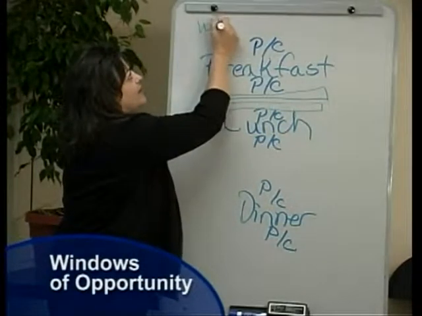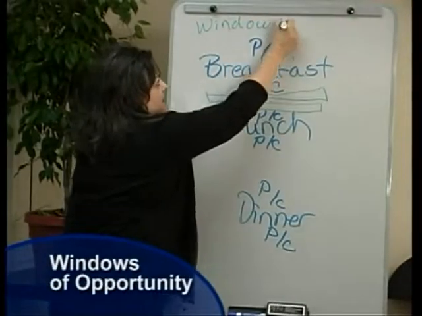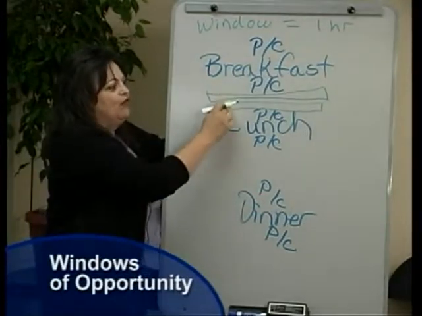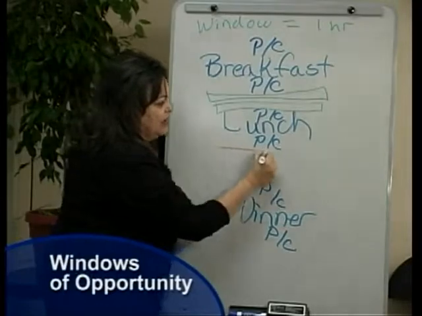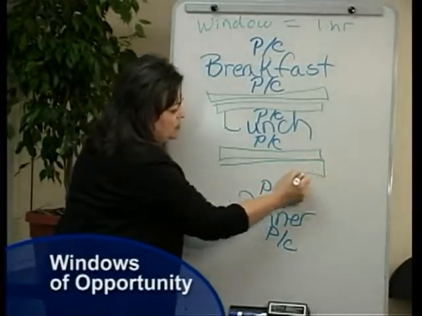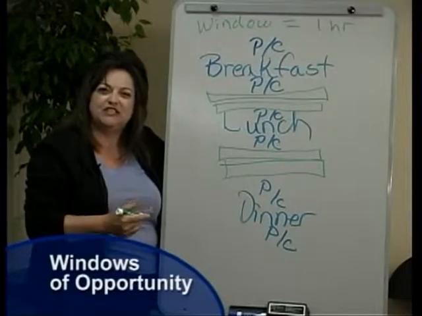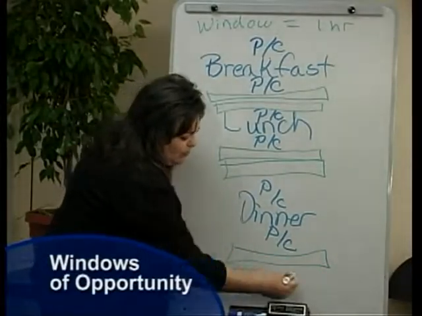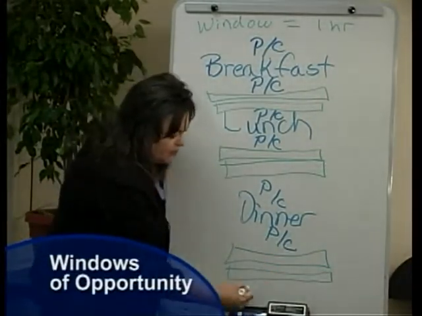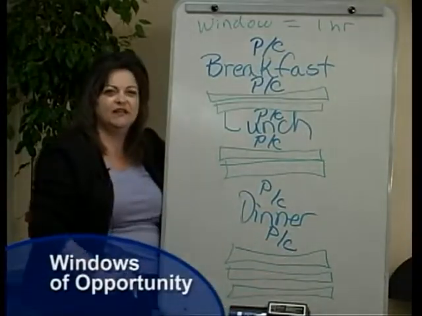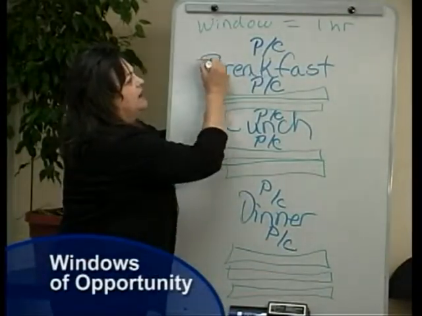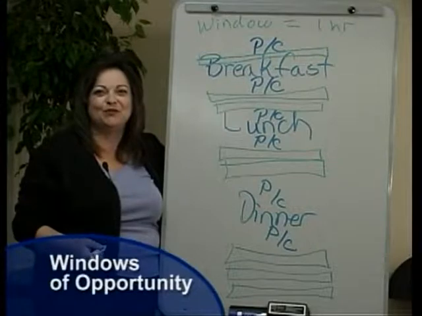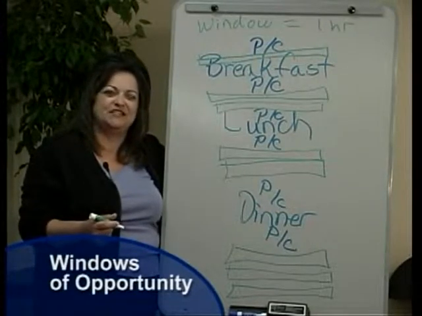Now a window is equal to 1 hour. I'm going to go 1 hour blocks. So there might be 2 hours between breakfast and lunch. And again, after lunch, there might be 2 windows of opportunity available for residents to participate in activities. And then after dinner, there might be 2, and for some residents, 3 windows of opportunity. There's one more, and oftentimes we don't think about it, but it's after personal care and before breakfast. This is the total number of windows available for residents to participate in activities.